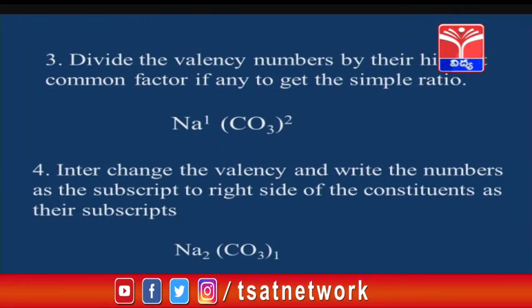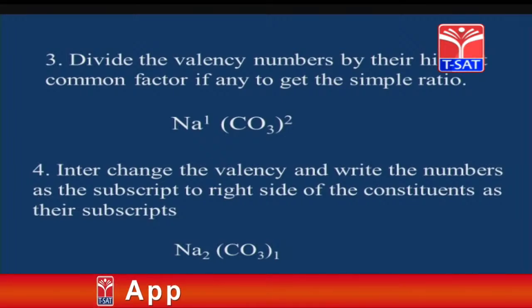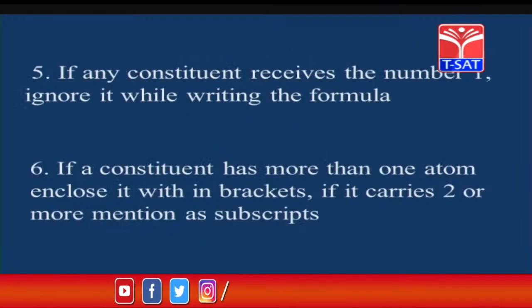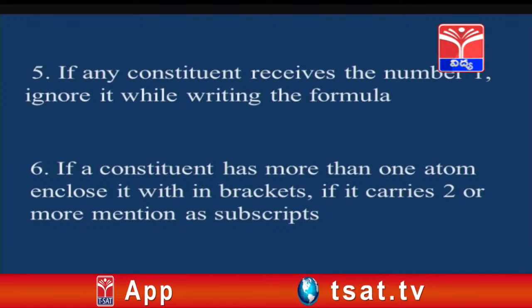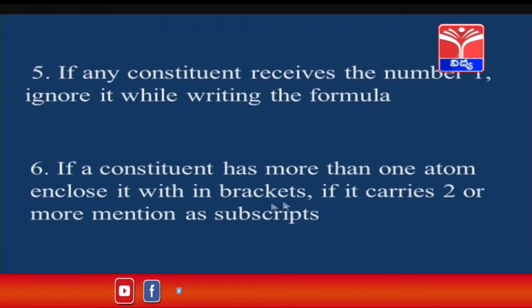Interchange the valency and write the numbers as subscripts to the right side of the constituents. Then the formula of sodium carbonate is Na2CO3. If any constituent receives the number 1, ignore it while writing the formula. If a constituent has more than one atom, enclose it within brackets. If it carries 2 or more, mention it as a subscript.